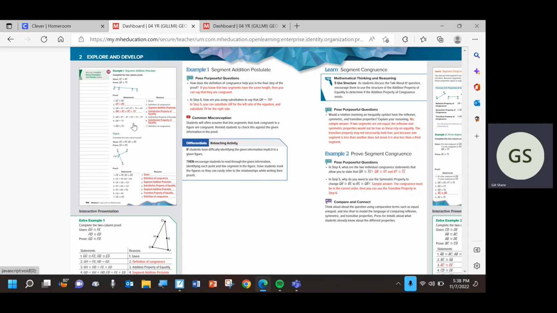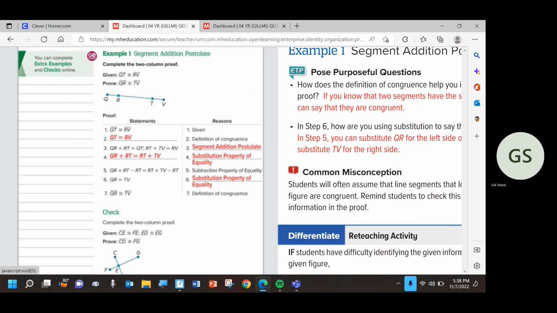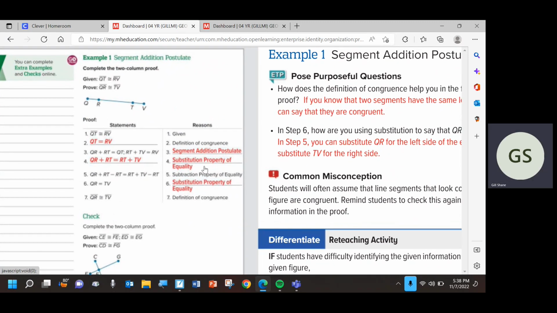So here is the proof we just did, I believe. Yeah. So again, substitution was our 4th. Oh, they did actually use substitution property again. But I wouldn't have used substitution. I would have gone straight from this line here, from QR plus RT to QR equals TV. And my reason would have been the subtraction property.